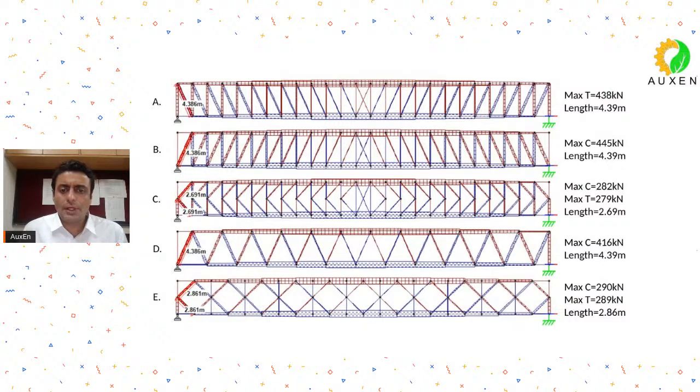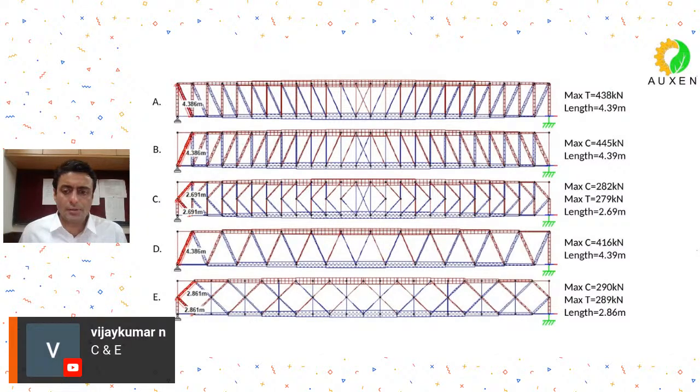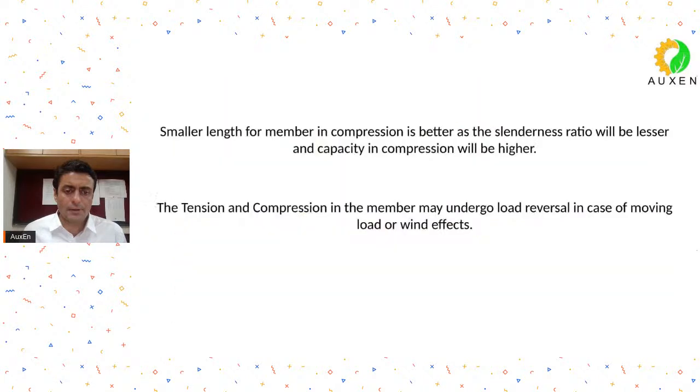So you are having 282, 279 as compared to 438, 445 in type A and type B. So if you understand, the K type, that is type C, and the Bailey's type, that is type E, seem to be better. Yes, C and E seem to be the better types because of the lower magnitude, and also because of the smaller length. Very good.